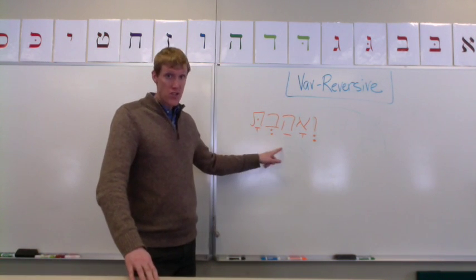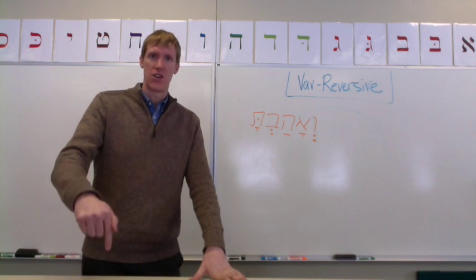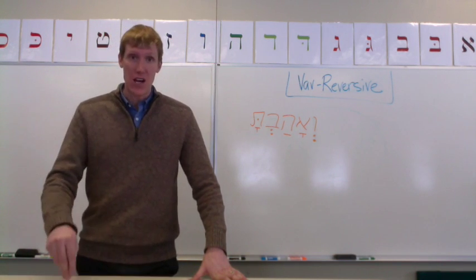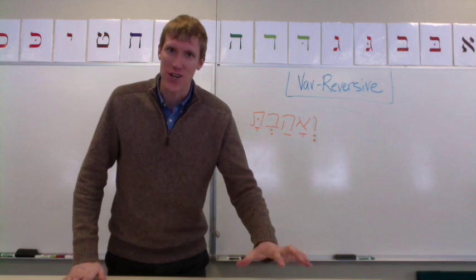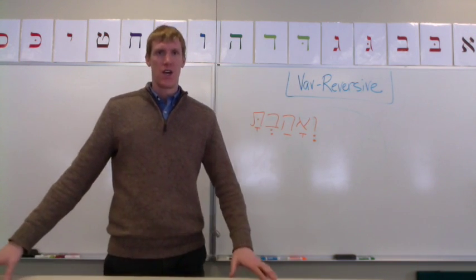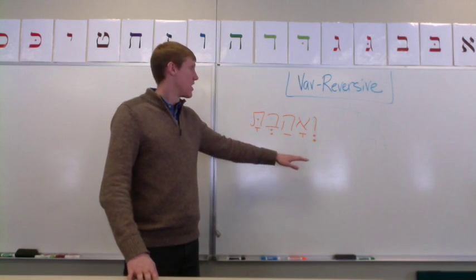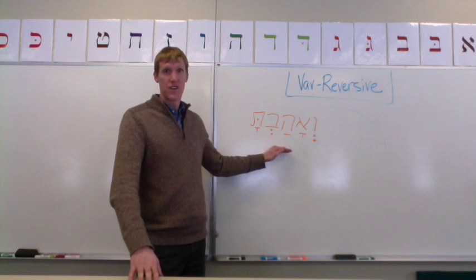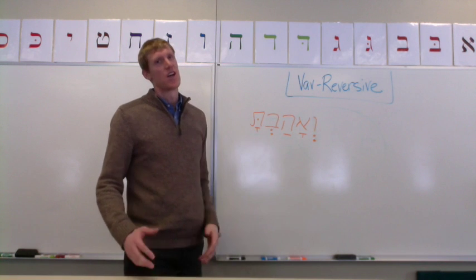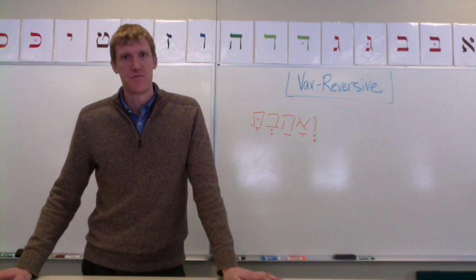The Vav-Reversive, on the other hand, is almost exclusively within dialogue. And so Vav-Reversives are almost never spoken by the narrator. They're always spoken by characters within the drama that's being told, within the story being told. And so if you have a moment of dialogue that includes a perfect verb with a vav with a shava attached to it, you can be pretty certain that it's going to be a Vav-Reversive.